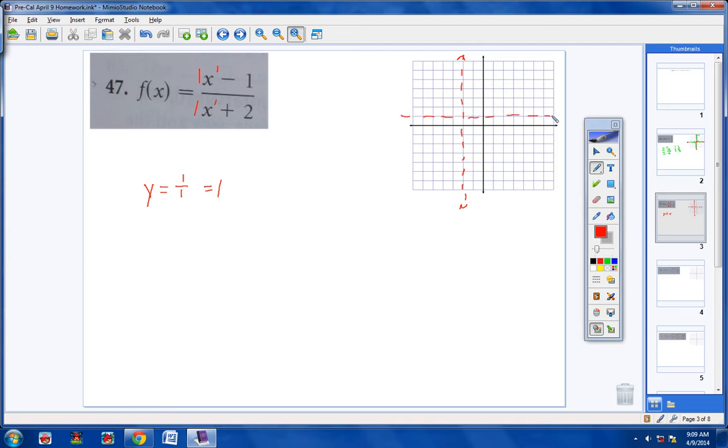There are no slant asymptotes because the degree of the numerator is not exactly 1 more than the denominator. So we're going to move on now to step 2. Let's find the y-intercept. Let's put a 0 in for x. You'll get negative 1 over 2, which is negative 1/2. So the y-intercept is negative 1/2.